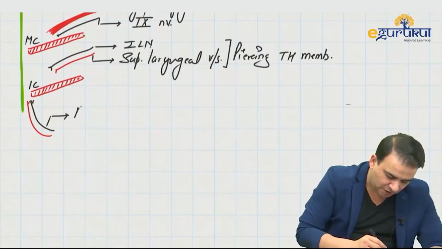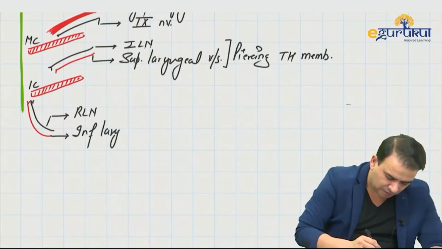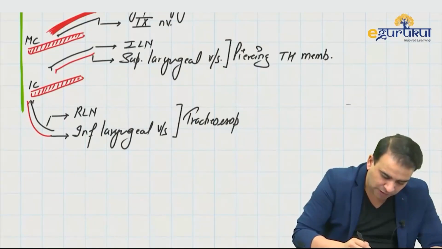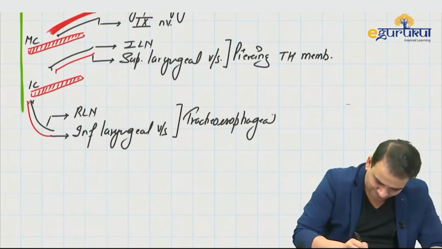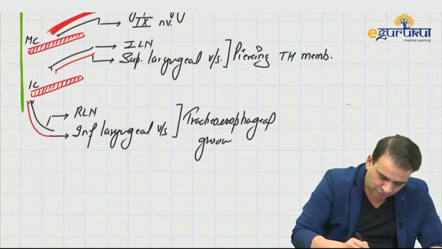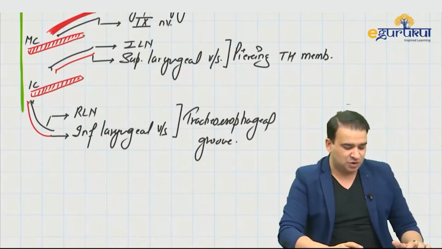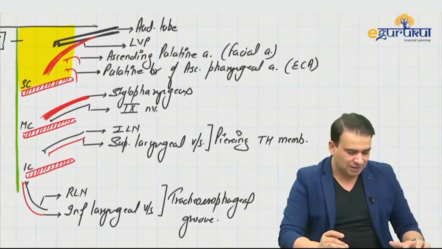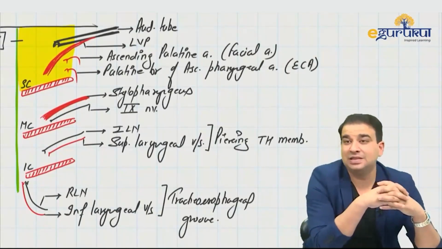Whereas below we have a recurrent laryngeal nerve to be seen with inferior laryngeal vessels, the structures which are present in the tracheoesophageal groove. Another way of asking the same question: the structures in the tracheoesophageal groove. So these are the structures which are present between the constrictor muscles.